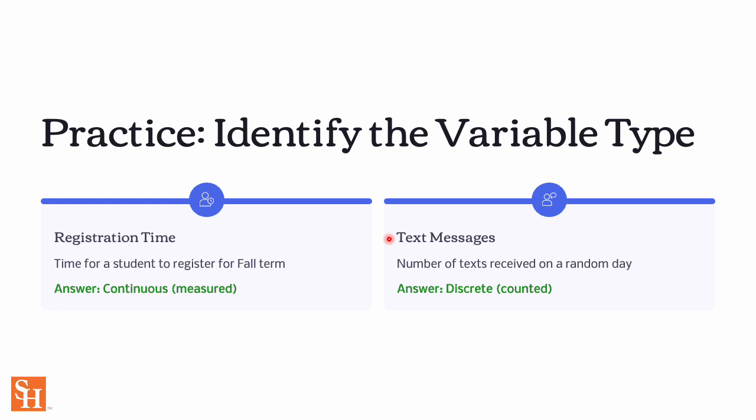Now let's see some examples and try to identify the discrete random variable and the continuous random variable. Here the first variable is the time a student takes to register for the fall term. Is it a discrete random variable or a continuous random variable? It is a continuous random variable, right? Because this time could be anything in minutes or seconds. The second example is the number of texts received on a random day. It will always be an isolated number, right? It will always be a discrete value. Therefore, in this case, the random variable is a discrete random variable.